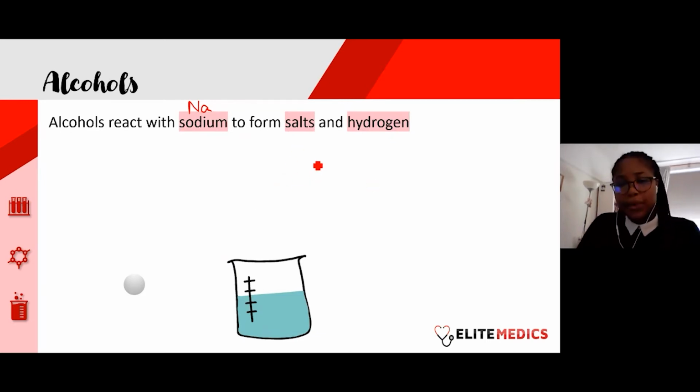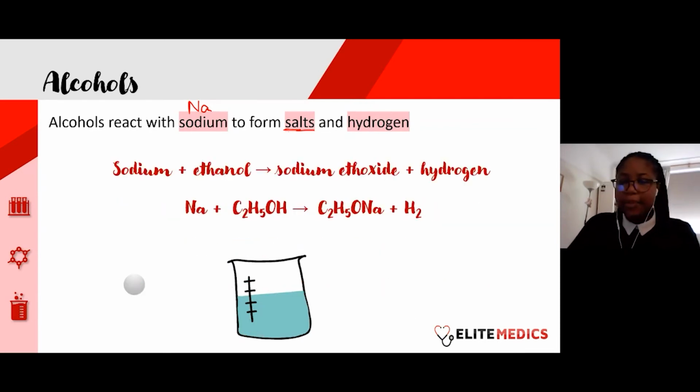So just like before, we said that the products of combustion of alcohols are always going to be carbon dioxide and water. Well, the products of alcohols reacting with sodium are always going to be salt and hydrogen. And what I mean by the term salt is that the hydrogen in the alcohol compound is going to be replaced by the sodium. That's what the salt is. And then the hydrogen will be on its own as a gas. So let's look at an example to explain what I mean.